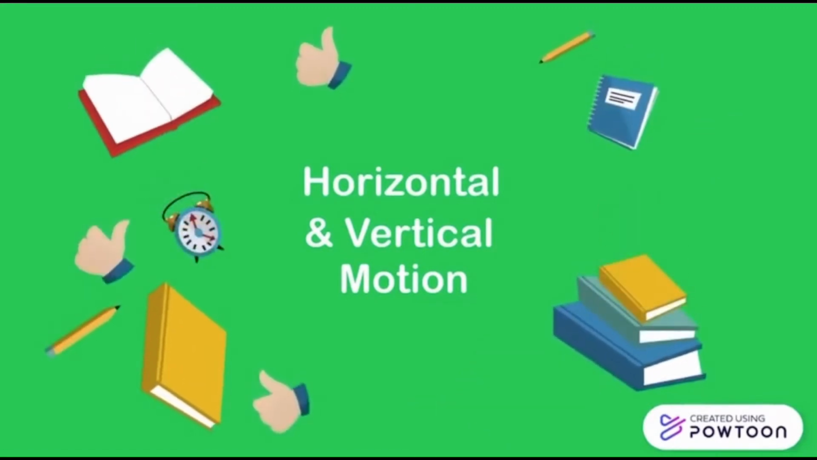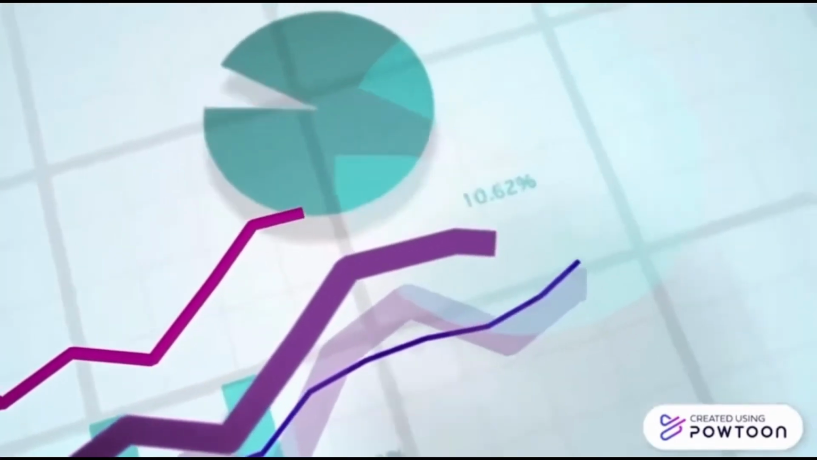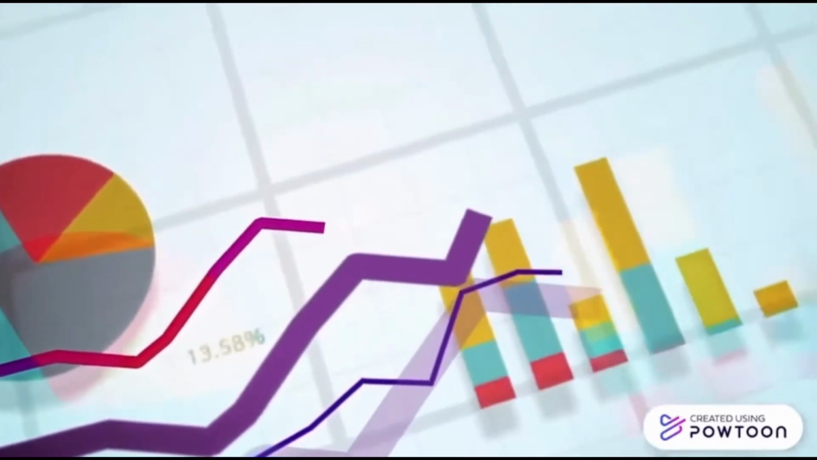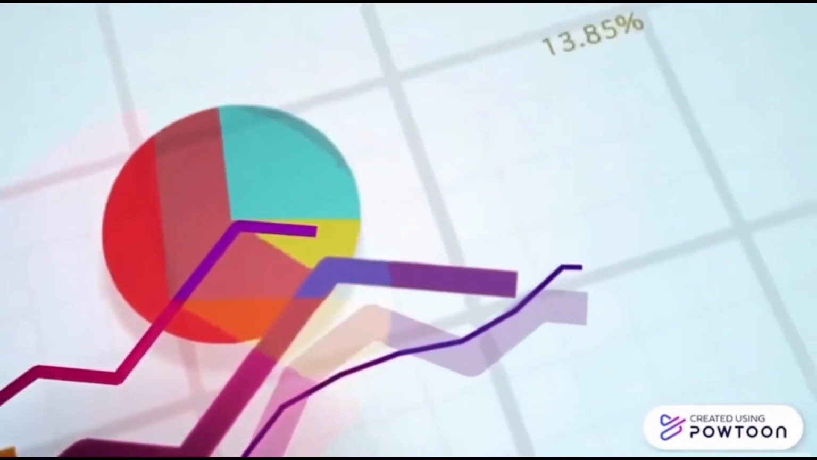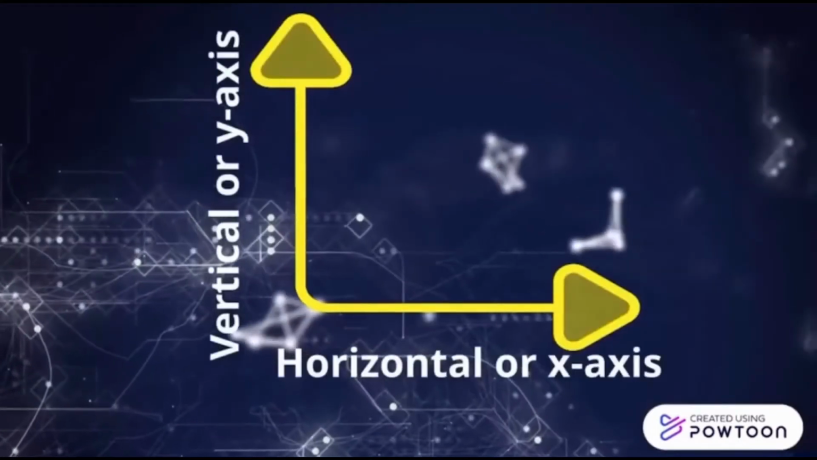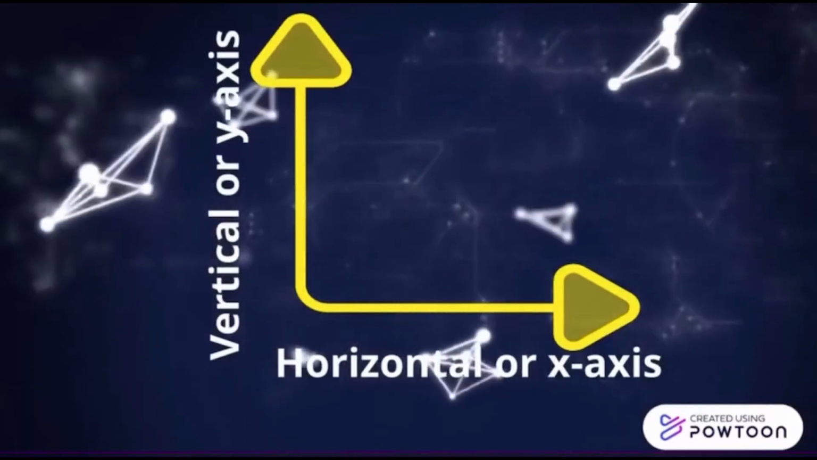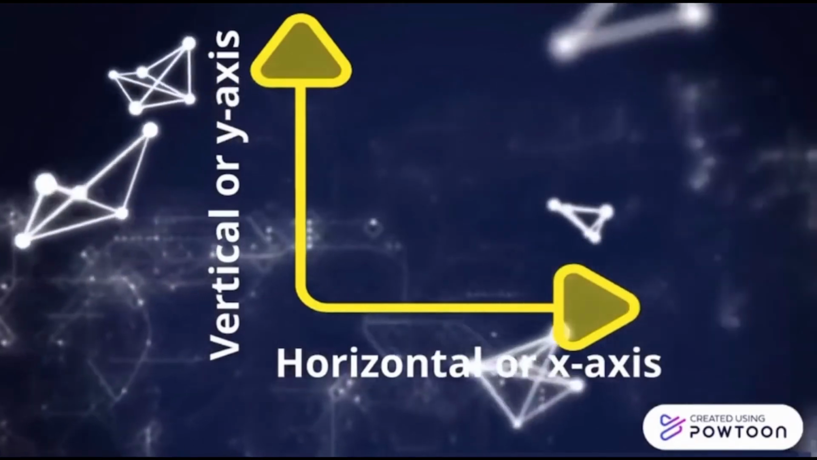Our next topic will be about horizontal and vertical motions. So, imagine a graph, since there are only two directions in a two-dimensional plane. These directions would be the x and y axis, or otherwise it's known as horizontal and vertical paths.